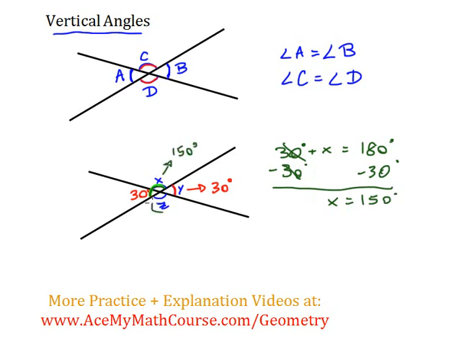So how can we find angle, or the measure of angle Z? Well, that's also going to be just 150 degrees because X and Z are vertical angles. That's it.